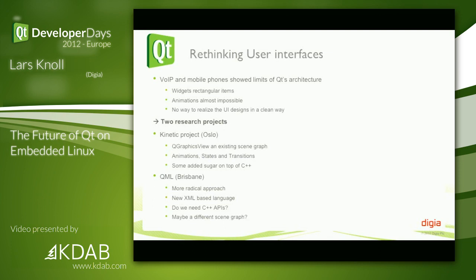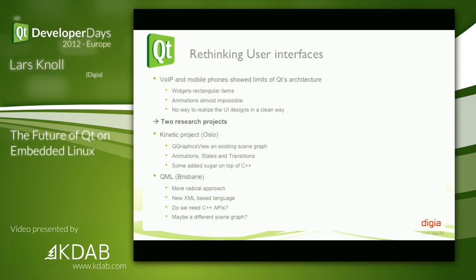We had the Kinetic project in Oslo, where people were looking at QGraphicsView, which is a scene graph, and then trying to add animations, states, and transitions to it, and maybe a little bit of added sugar on top of C++, but mainly trying to implement this using C++ APIs.